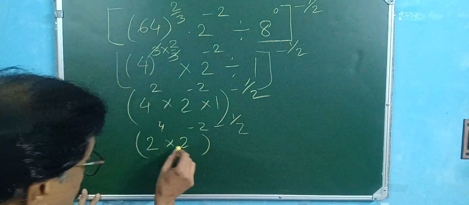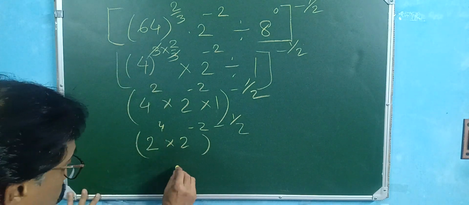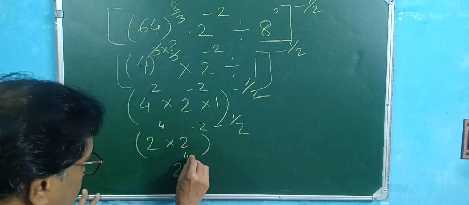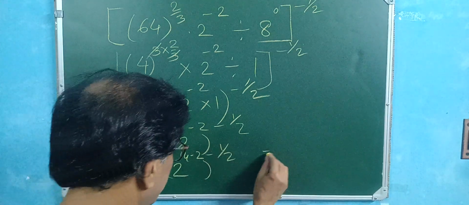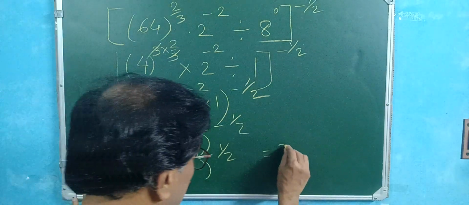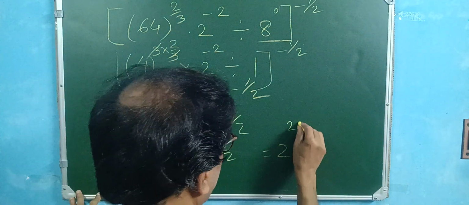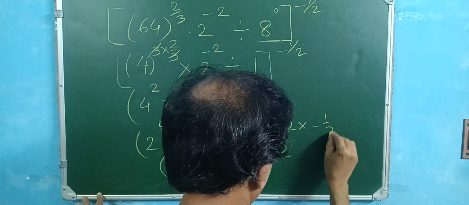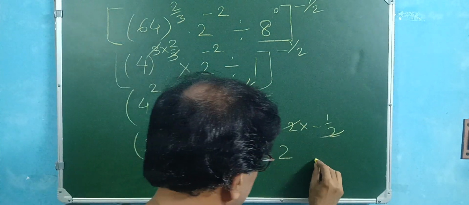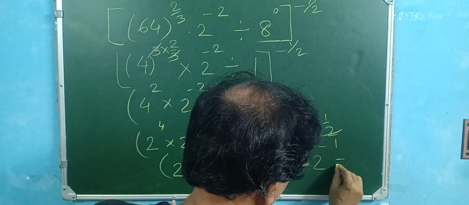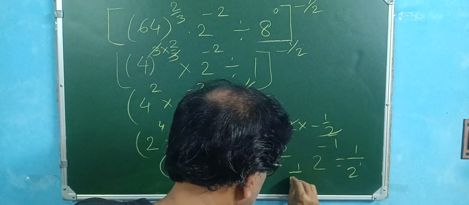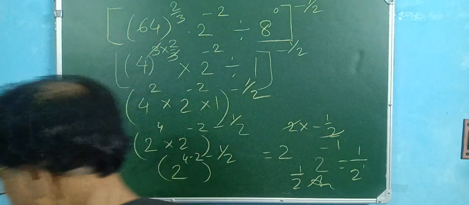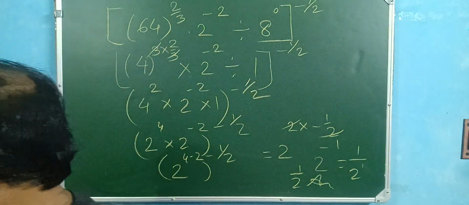No problem. Now the bases are same, so on multiplying, the powers will be added. Here is 4 minus 2. This is to the power minus half. So here is 2 to the power 4 minus 2, and this is minus half. So this is cut. Ultimately this is 2 to the power minus 1. The ultimate answer, minus means 1 by 2 to the power 1. So half is the answer.